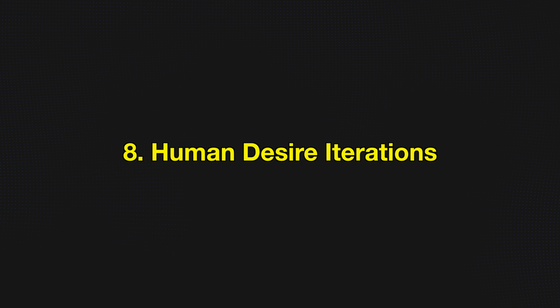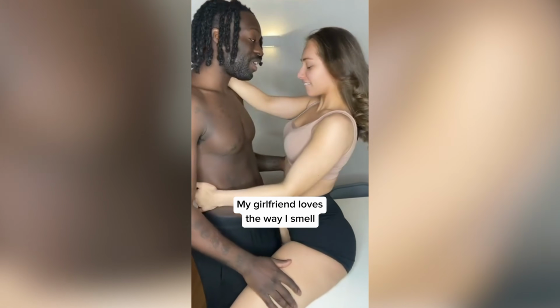Number 8, another great messaging iteration is looking into the human desire that is being elicited in your ad creative and simply trying a new one. Maybe you're looking at your ad creative and you're like, I'm not really sure if I'm leaning into a key human desire here. Well, this would be a good iteration to test then.